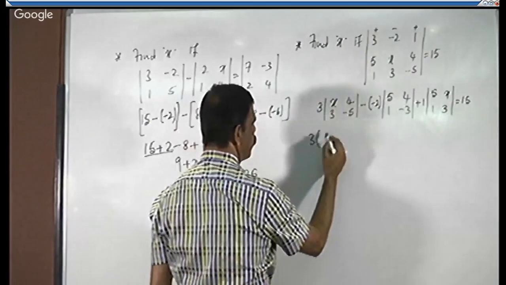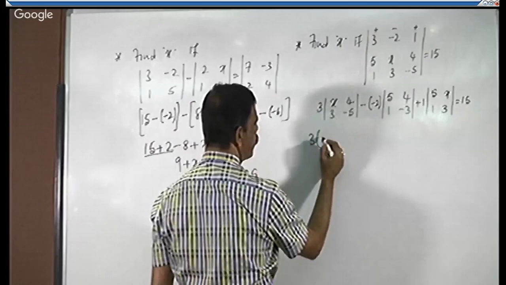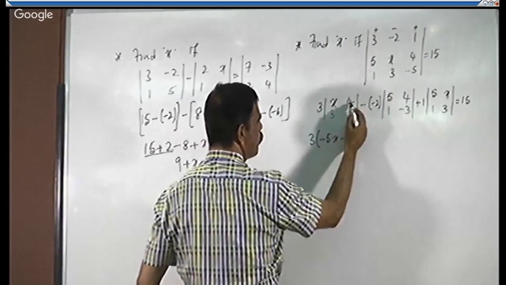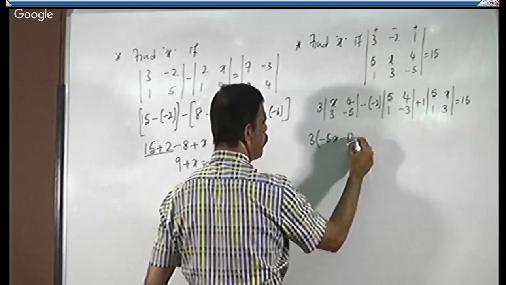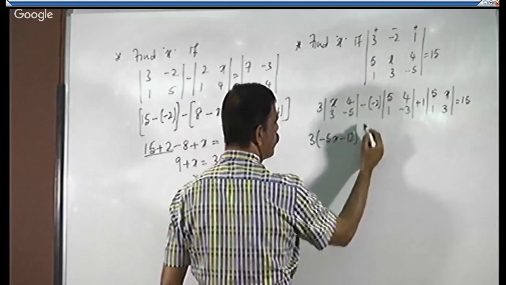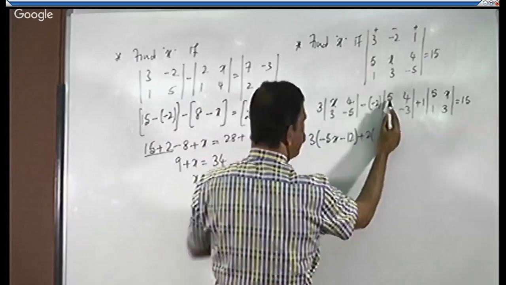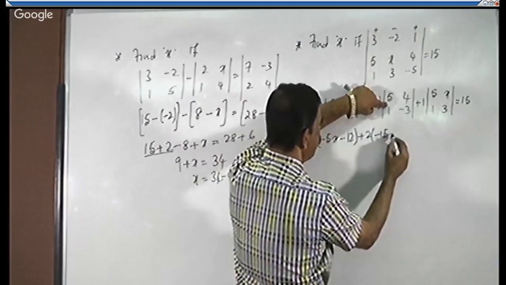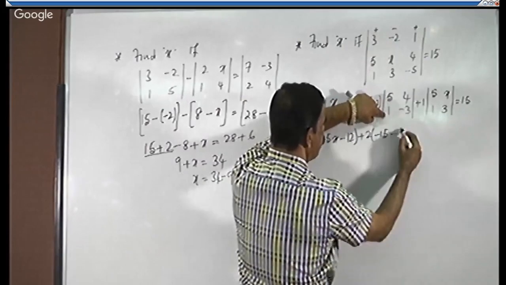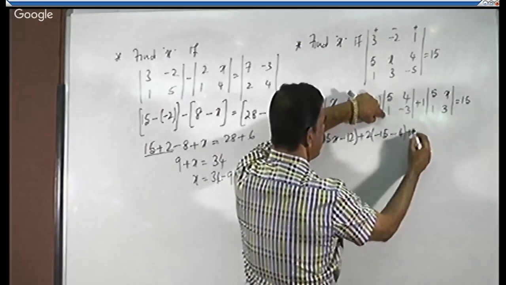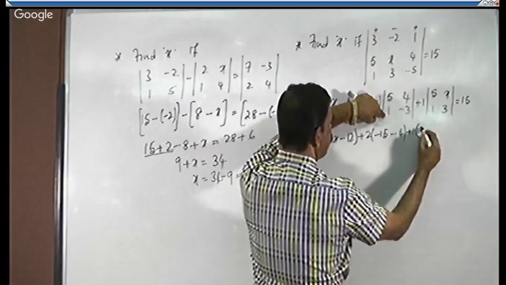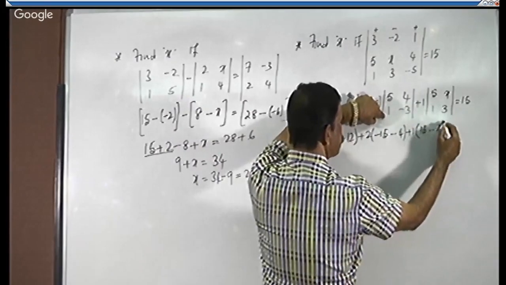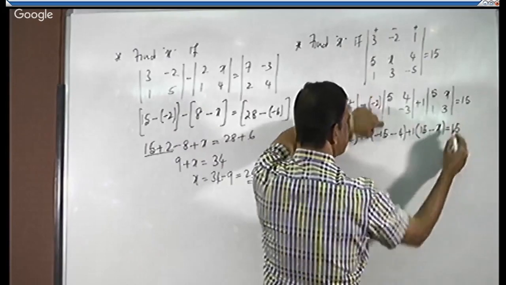Then 3 into x into 5 minus 5 is minus 5x, minus, formula minus, multiply these two. 3 into 4 is 12. Minus into minus plus 2 into 5 into minus 3. It is minus 15. Minus, formula minus, 1 into 4 is 4. Plus 1 into 5 3s are 15. Formula minus 1 into x is equal to 15.